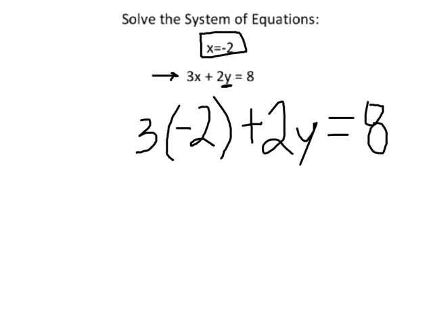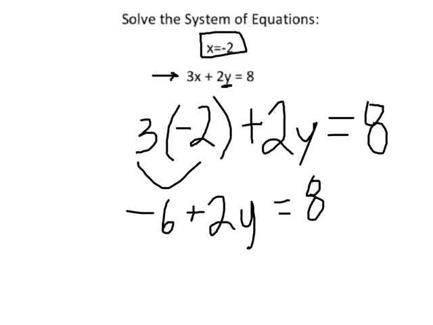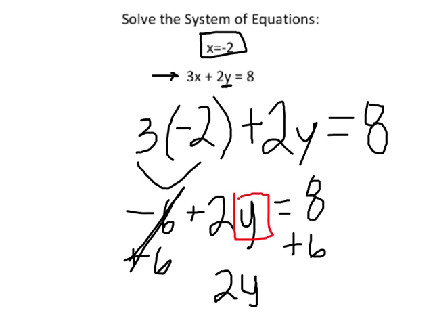What will I do next? Multiply my 3 and my negative 2 plus 2y equals 8. Again, what variable am I trying to find? I'm trying to solve for this y, so I need to get this y by itself. So what can I do next? I can add 6 to both sides to get rid of that 6. Negative 6 plus 6 will be 0. Add 6 to the other side. You're left with 2y equals 14.